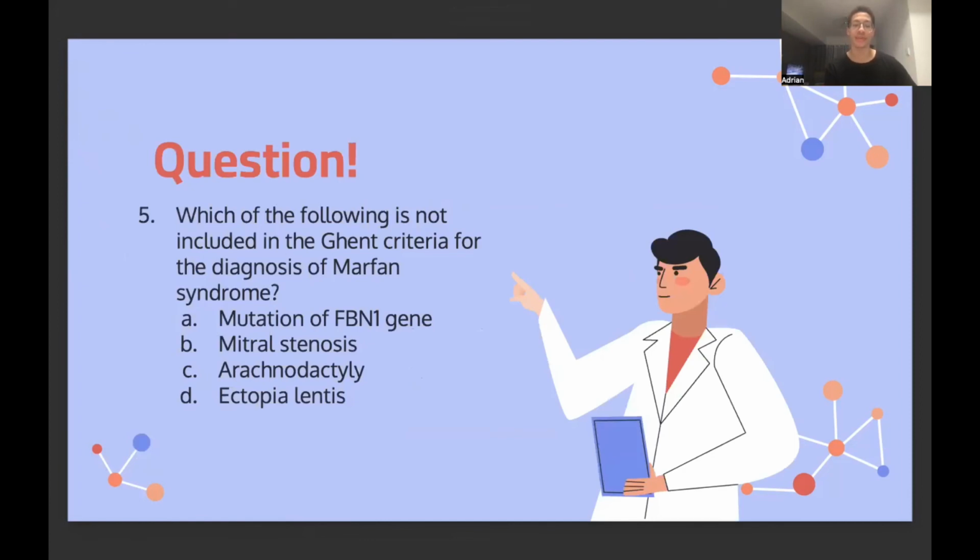So question number 5 is asking which of the following is not included in the Ghent criteria for the diagnosis of Marfan syndrome, right? And we have the 4 options here. I'm going to give you a second to answer the question. So the answer here would be B. A systemic score of greater than or equal to 7 points and a family history of Marfan syndrome is sufficient for a diagnosis of Marfan syndrome.